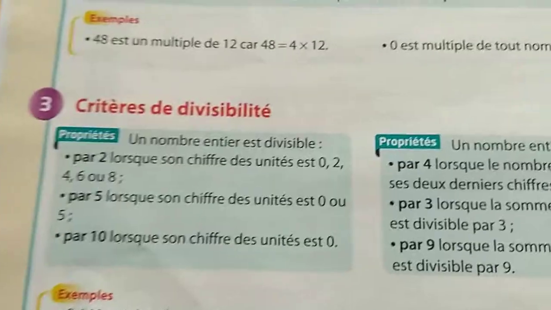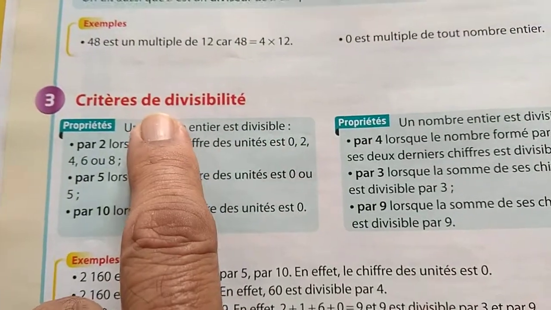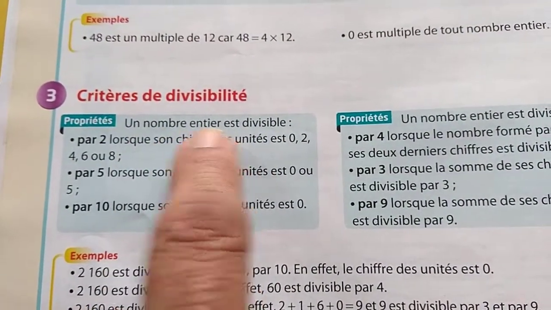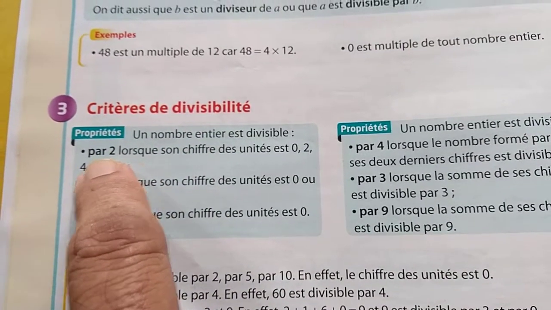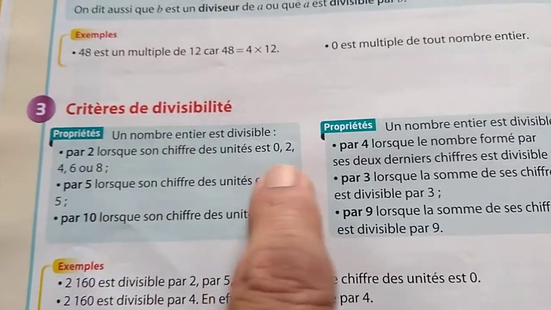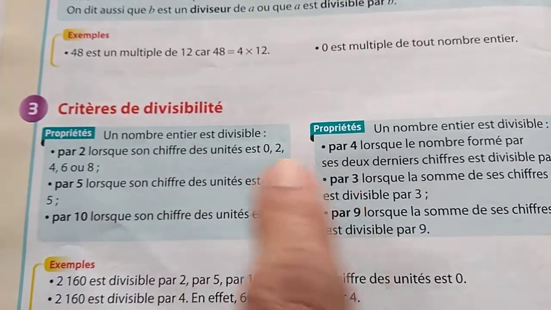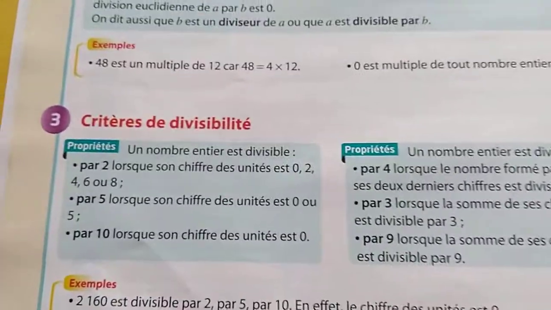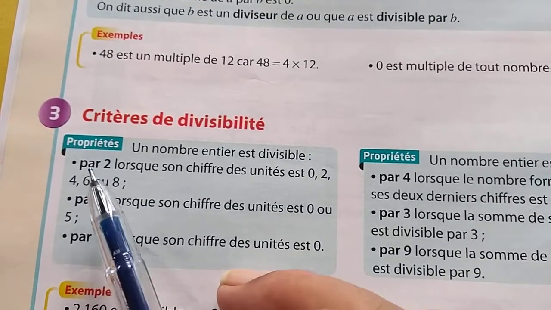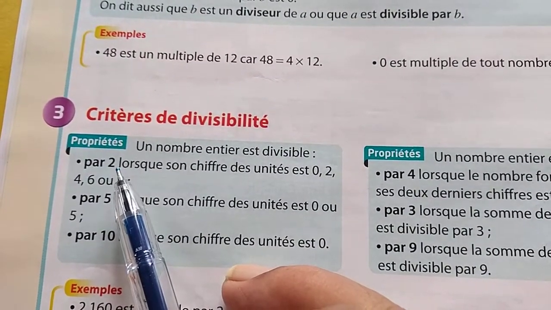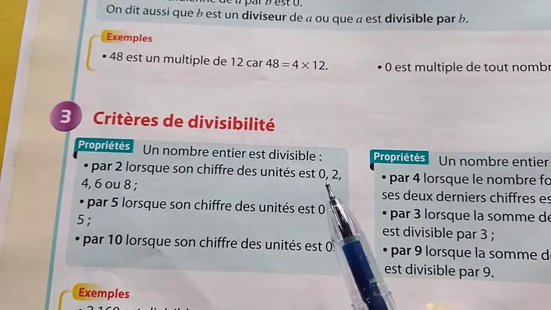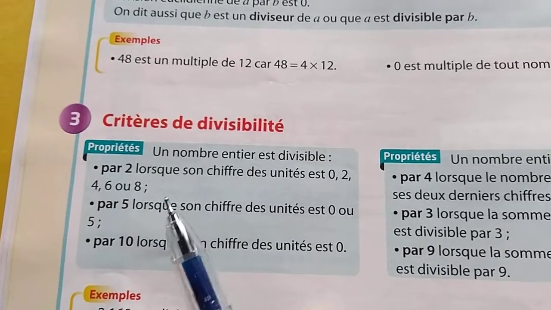And then the final part in this chapter is critère de divisibilité. A nombre entier, that is an integer, remember, un nombre entier est divisible par 2 lorsque son chiffre des unités est 0, 2, 4, 6 ou 8. What is chiffre des unités? It means the last digit, the digit on the right. So basically it means that any number is divisible by 2 when it is an even number. It ends in 0, 2, 4, 6 or 8.